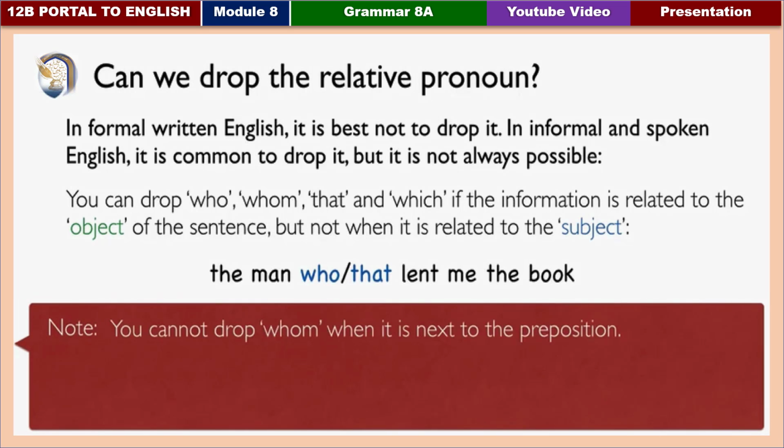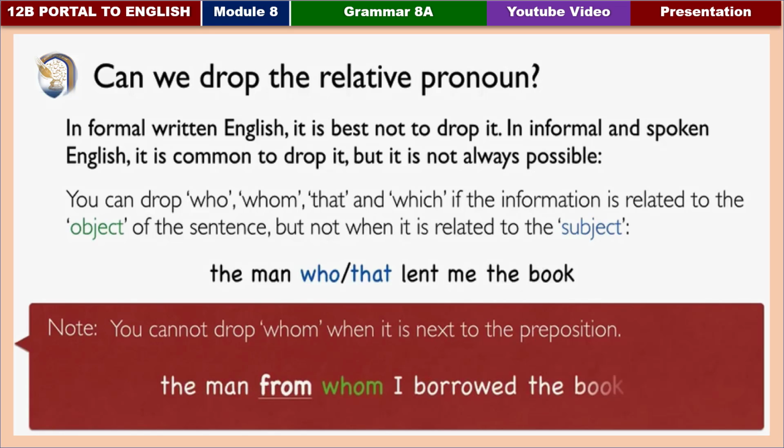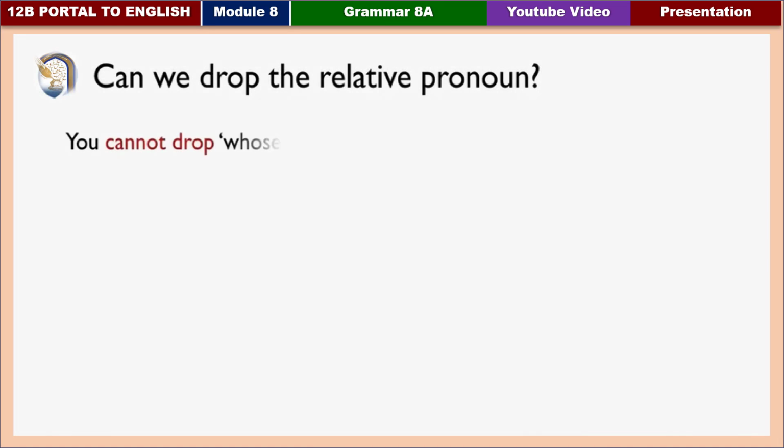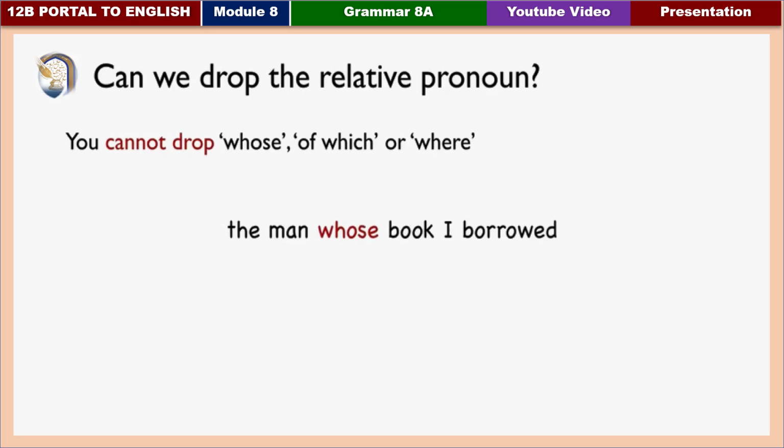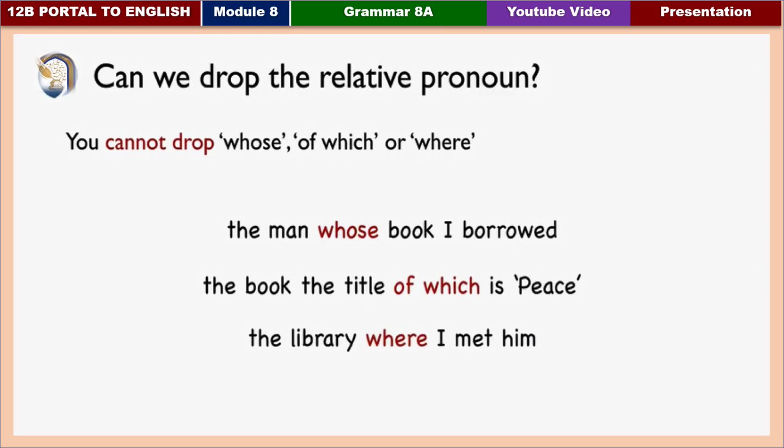Just note that you cannot drop whom when it is next to the preposition. The man from whom I borrowed the book. You cannot drop whose, of which, or where. For example, the man whose book I borrowed, the book the title of which is Peace, the library where I met him. You must not drop these relative pronouns.